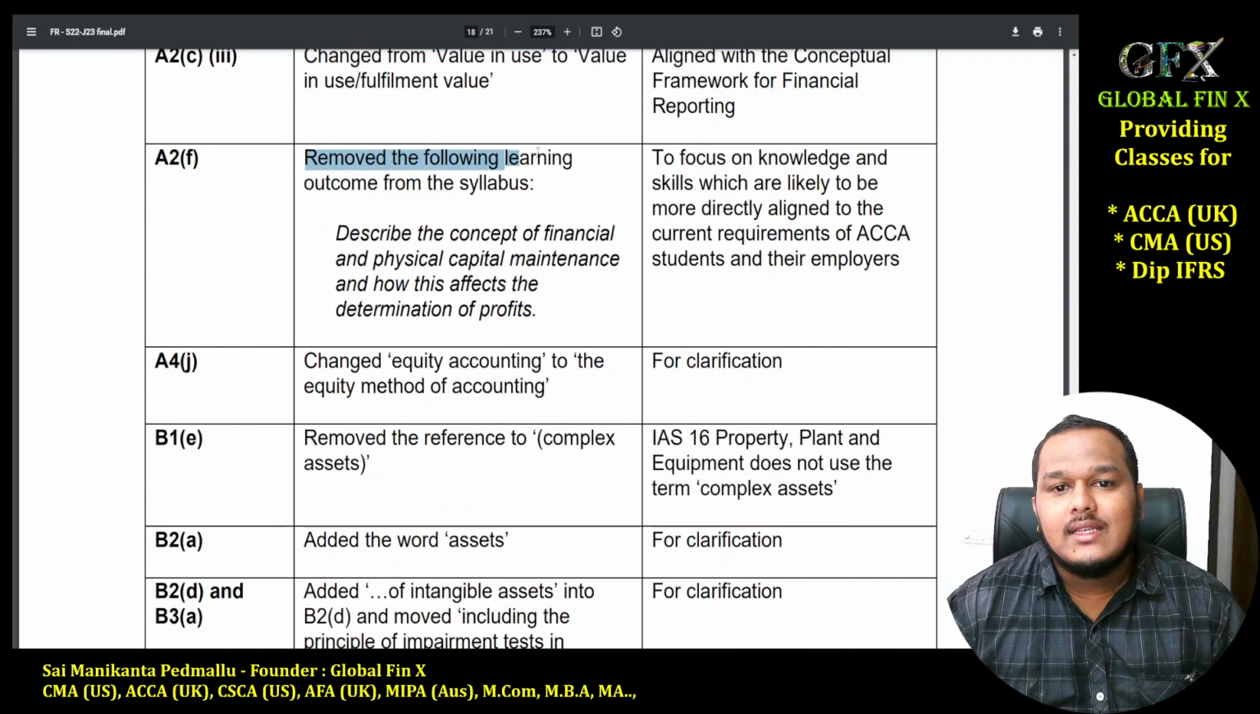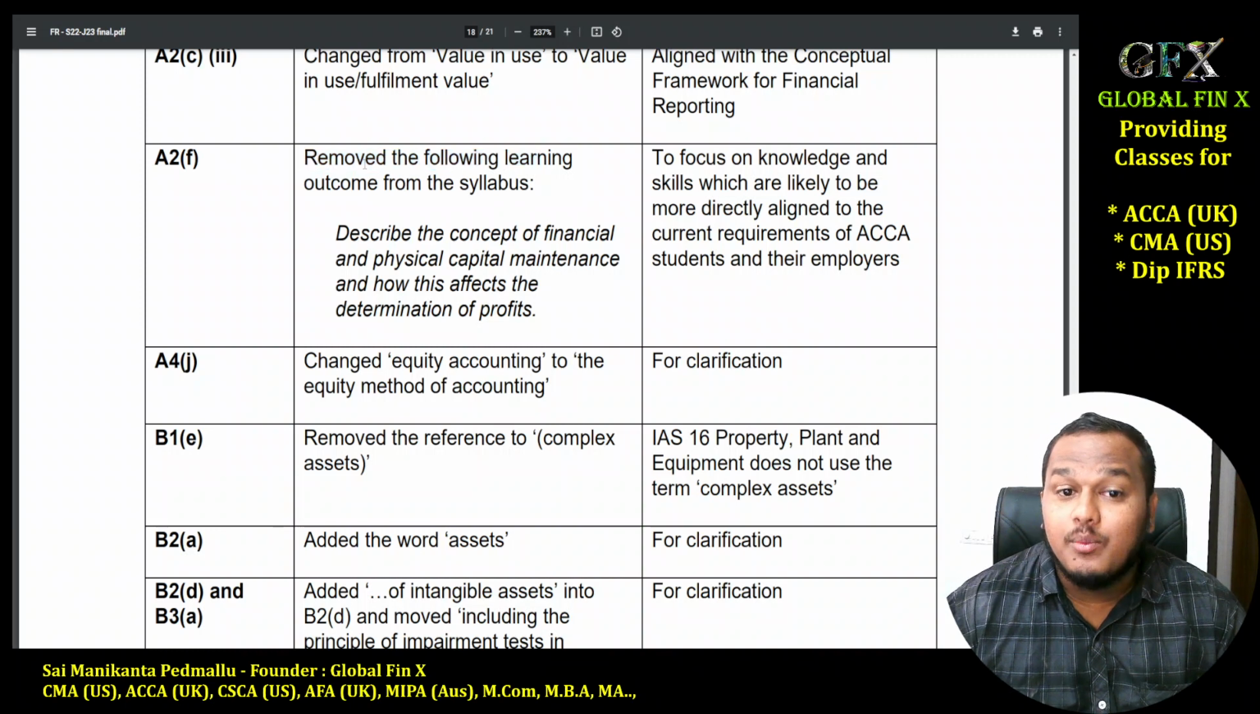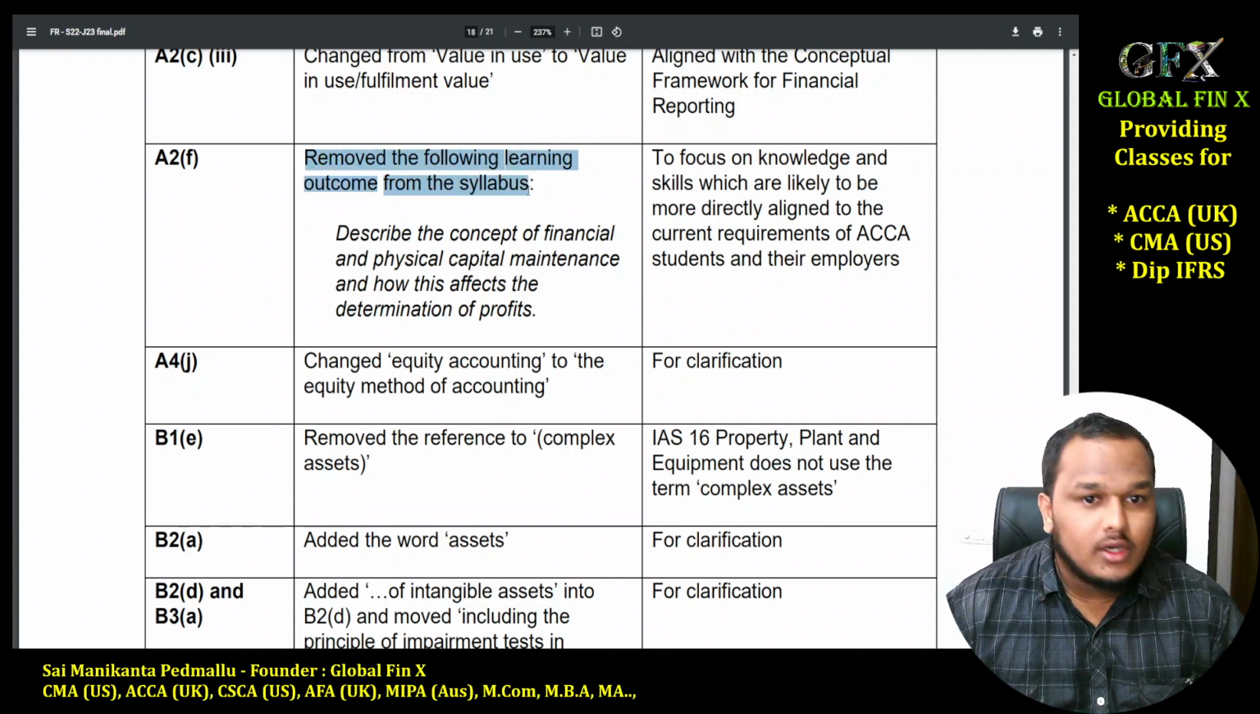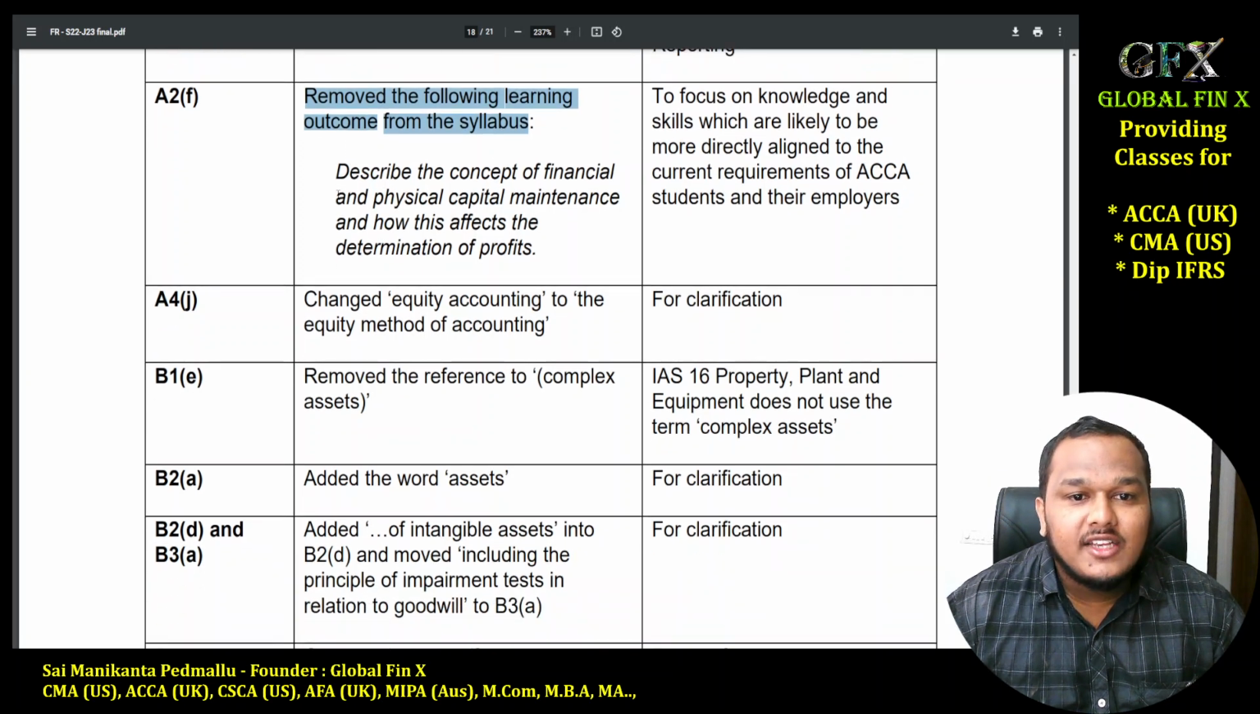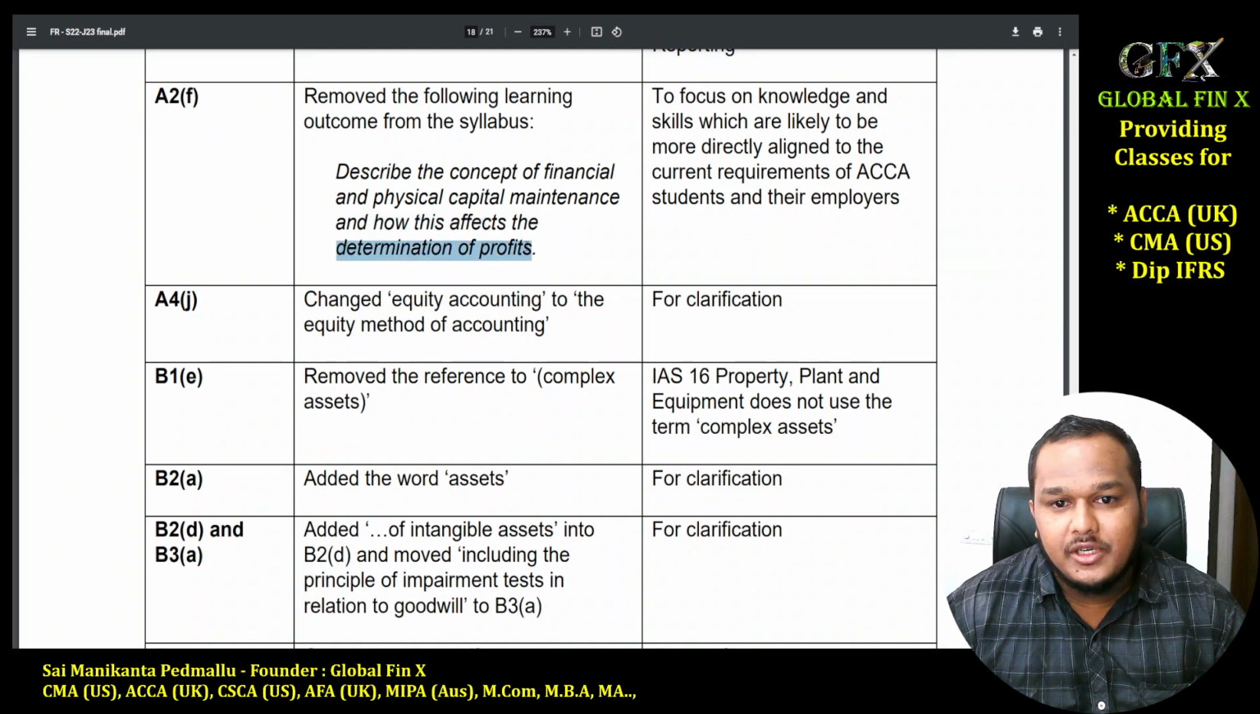Then the following learning syllabus has been removed from your syllabus. You do not need to learn this particular topic, that is, describe the concept of financial and physical capital maintenance and how this affects the determination of profits.